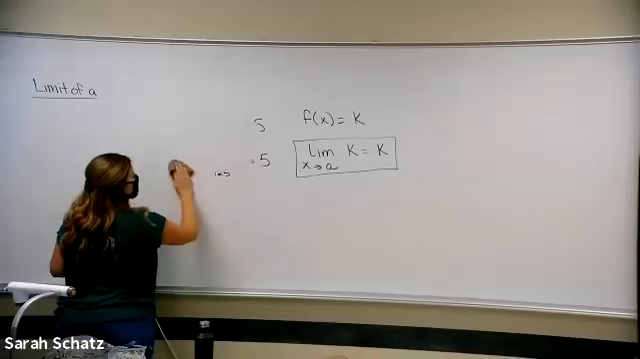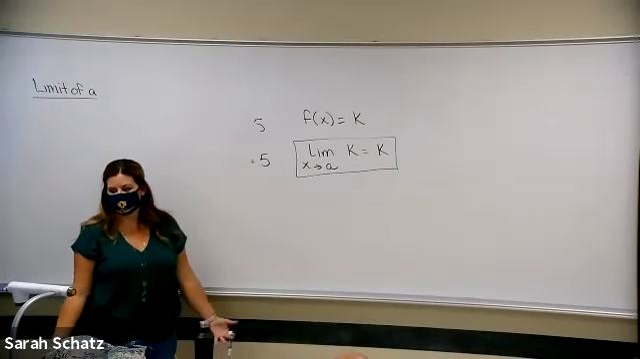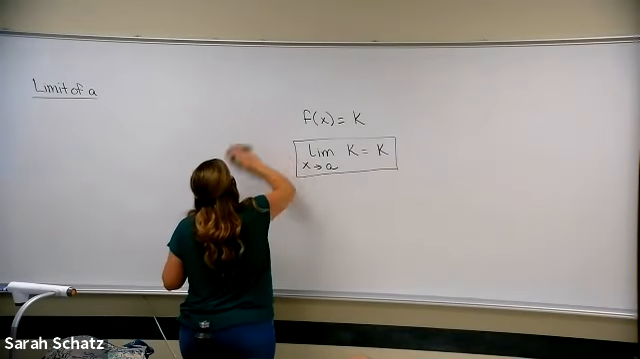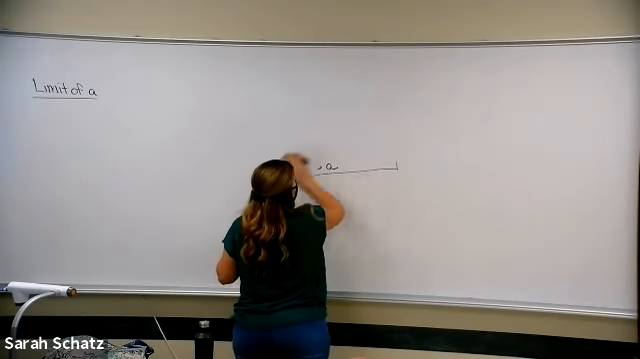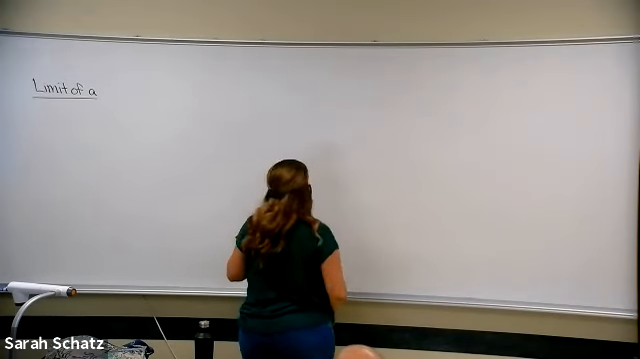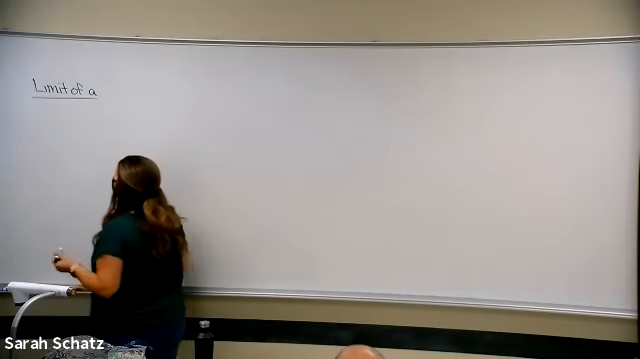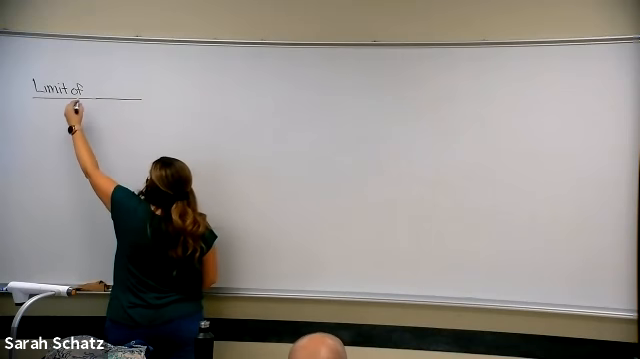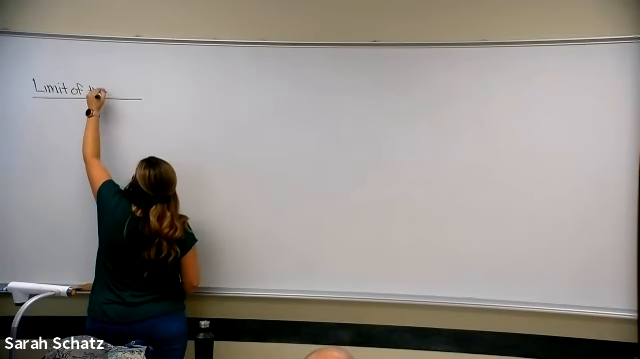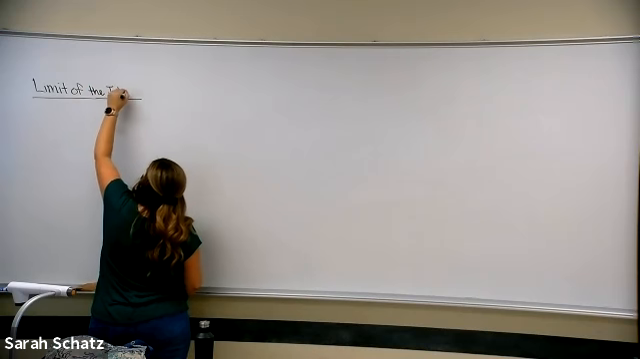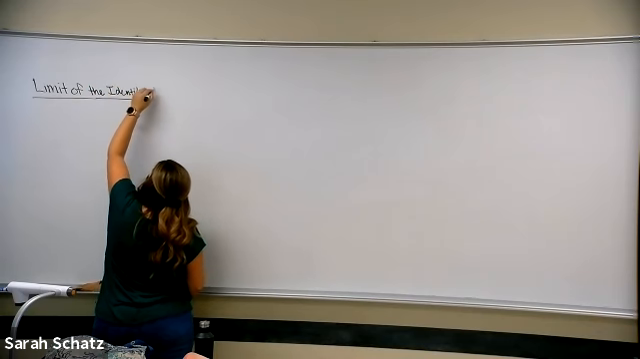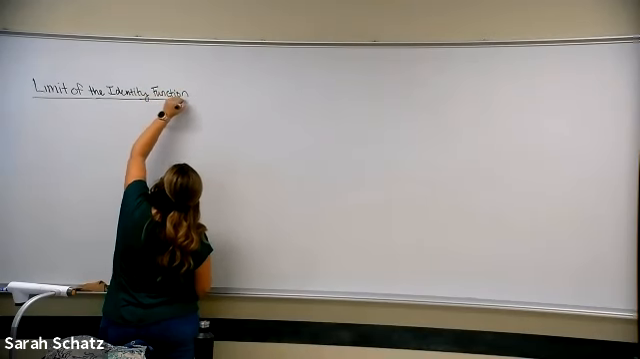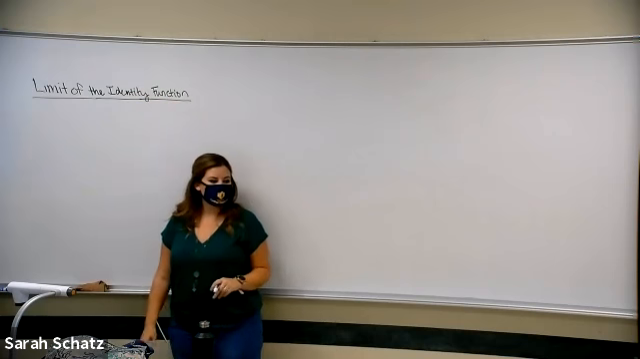But the functions we work with are not all just single numbers, right? I mean, that would be a super boring semester. We're not in the market graphing a bunch of horizontal lines for 4 months. So let's learn another property. Let's get a variable in there. Let's talk about the limit of the identity function. Does anybody remember what the identity function is?